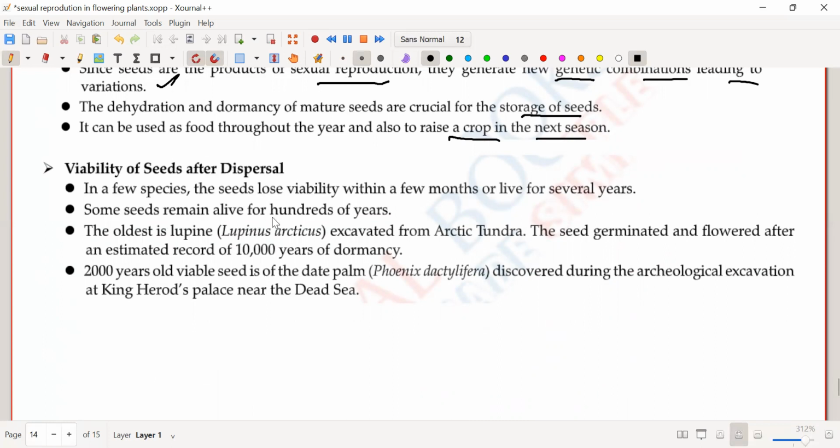Some seeds remain alive for hundreds of years. The oldest is lupine, Lupinus arcticus, excavated from Arctic tundra. The seed germinated and flowered after an estimate of 10,000 years of dormancy. A 2,000-year-old viable seed is of the date palm, Phoenix dactylifera, dates, discovered during the archaeological excavation of King Herod's palace near Dead Sea.